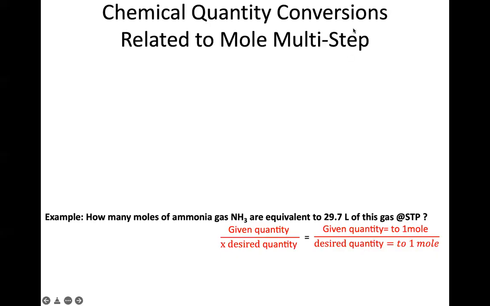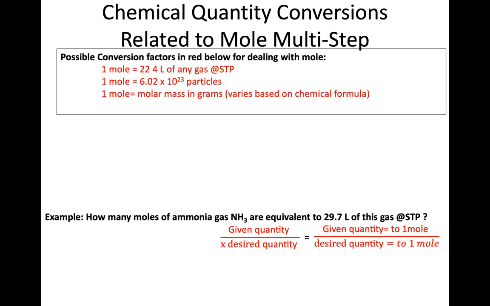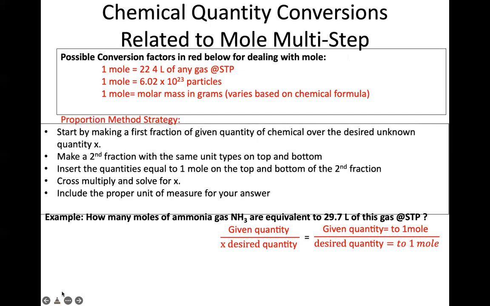We're going to take a look at a strategy that uses what we call the proportion method, setting 2 fractions equal to one another and then solving for an unknown. Recall, these are the factors that would relate chemical quantity to the mole. These are the things we'd have to know before solving any problem. And then we would just become a reader. As a reader, we read for a given quantity and read for a desired quantity. The method says we start by making a first fraction of the given quantity over the desired quantity.